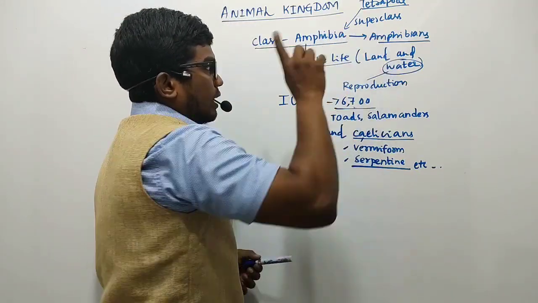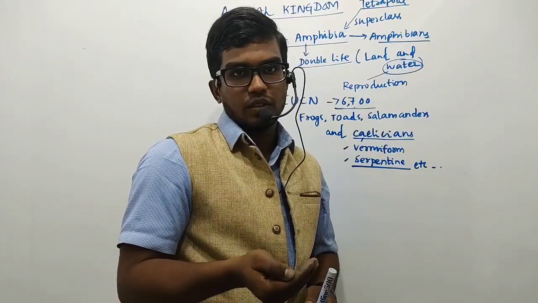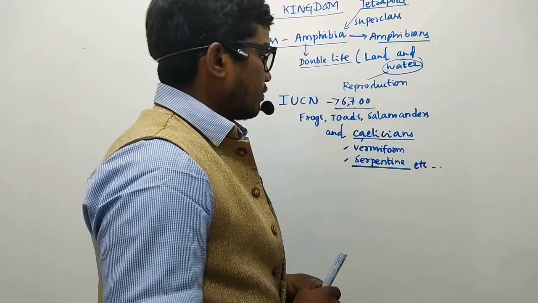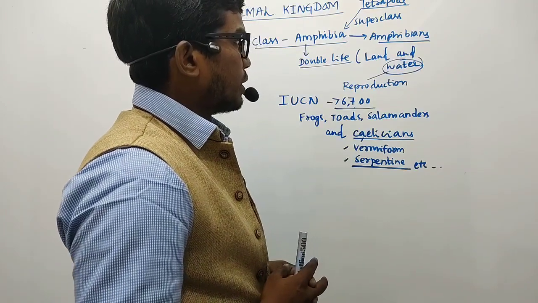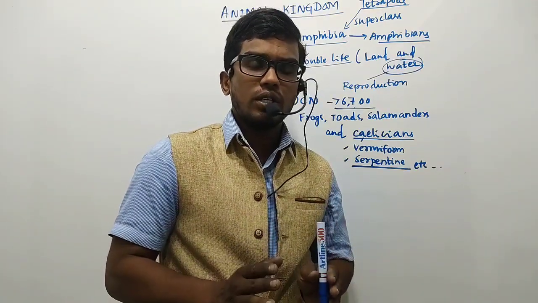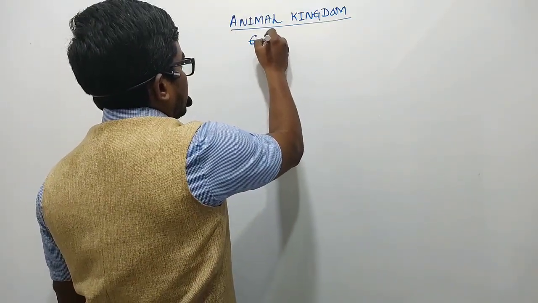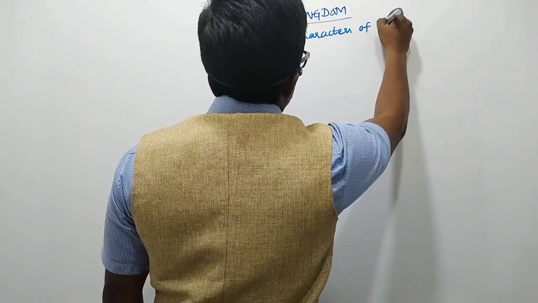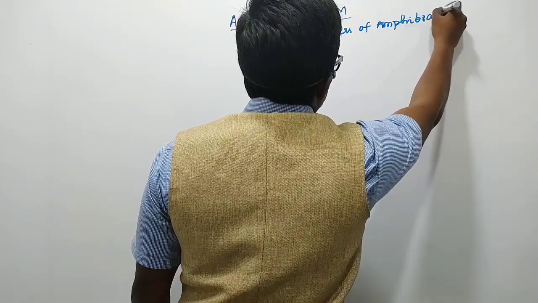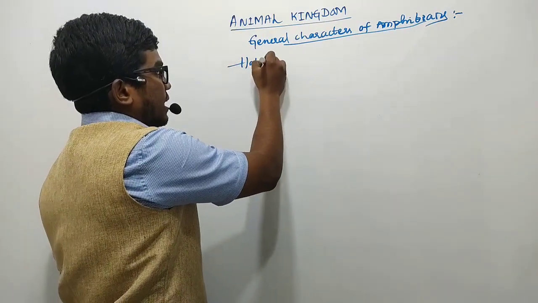These amphibians were the first organisms to venture from the water to the land, from the known animals. Furthermore, this is an important class with respect to the organisms which require both water as well as land for their survival. Next, moving on to the general characters of amphibians. Let me tell you first about the habitat and habit.